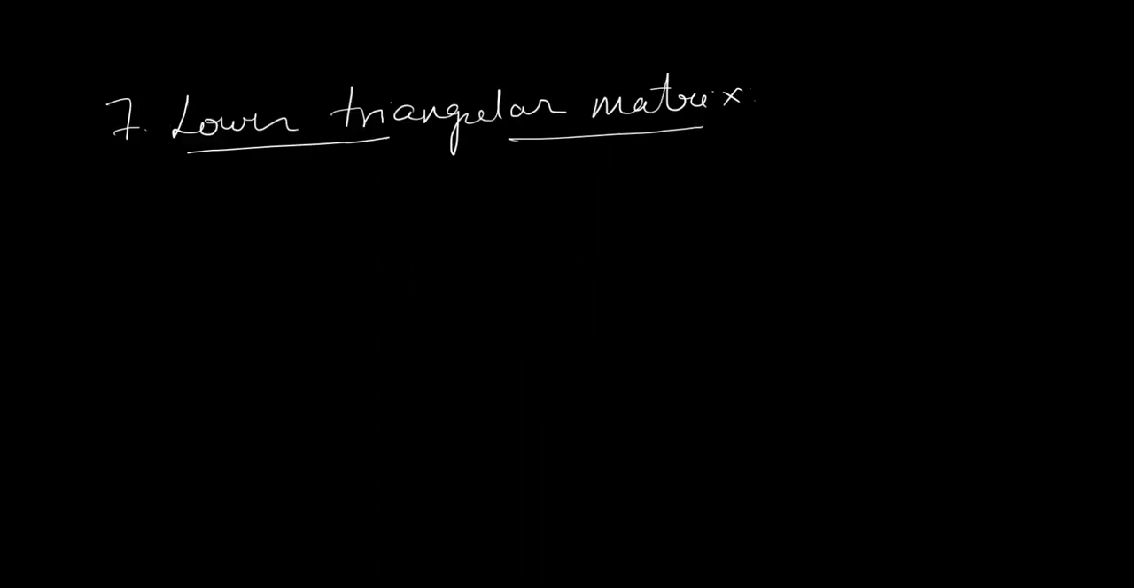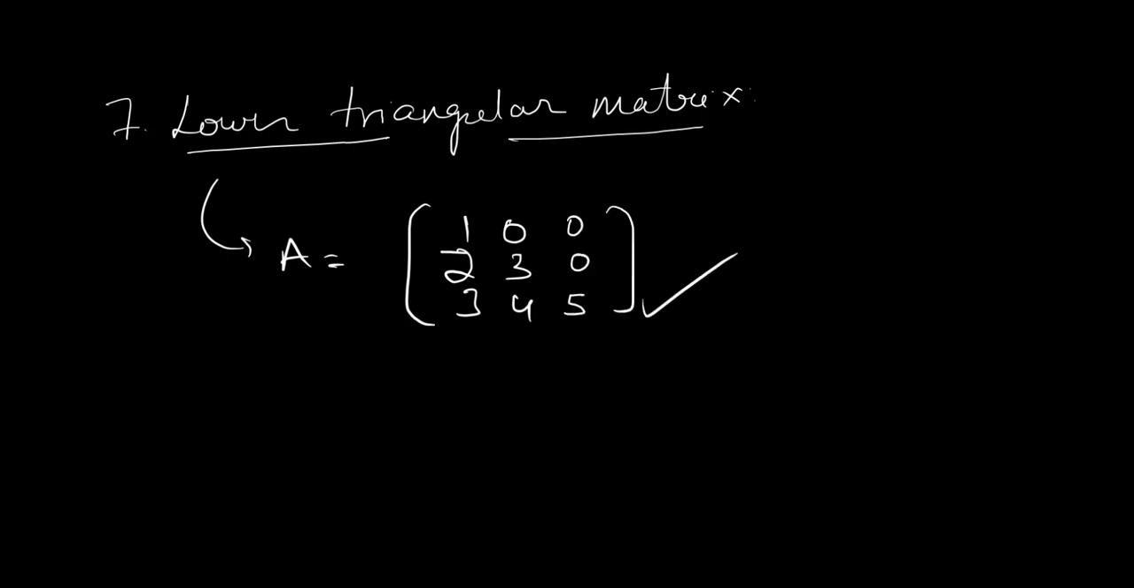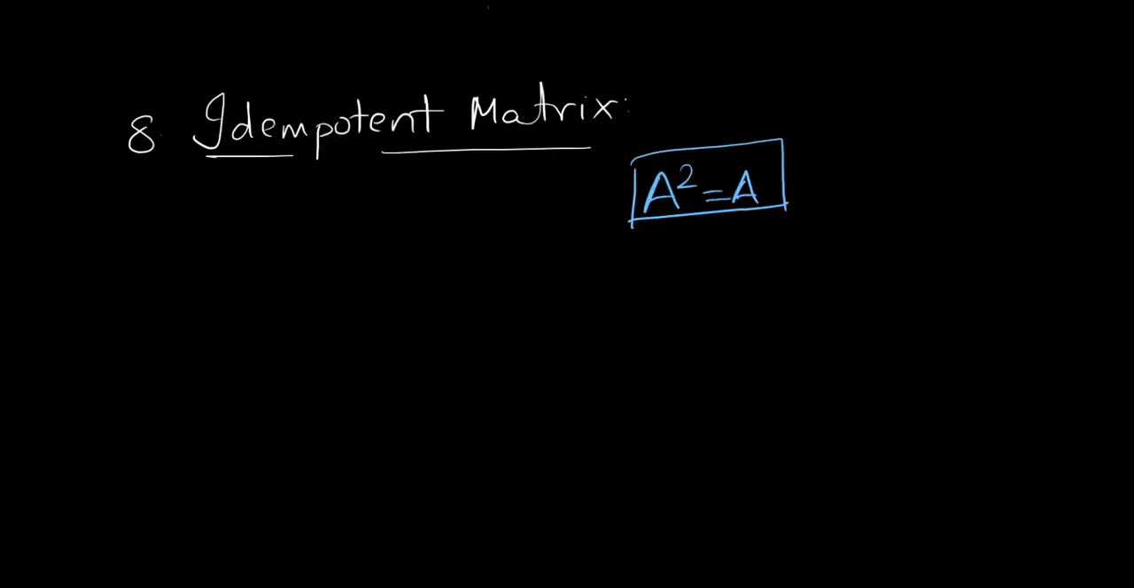And going to the lower triangle matrix, let us see if A is equivalent to lower triangle, right? So lower should be 2 3. This is lower triangle matrix. And going ahead, we're going to see about the idempotent matrix.